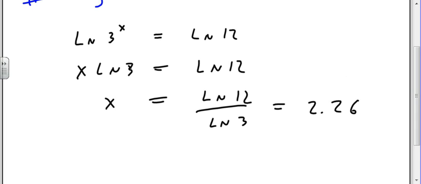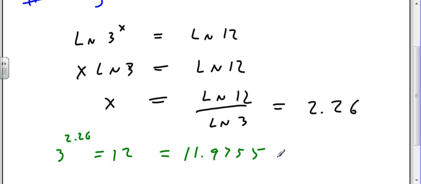3 raised to the answer, which is 10 significant digits long, gives me 12. So I have 3 to the 2.26 giving me 12. When I use all 10 significant digits, if I just go 3 raised to the 2.26 without the other significant digits, I end up getting 11.9755, which rounds up to 12 anyway. Okay, enough there.